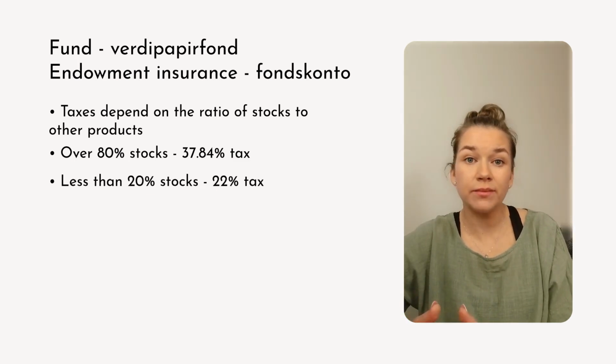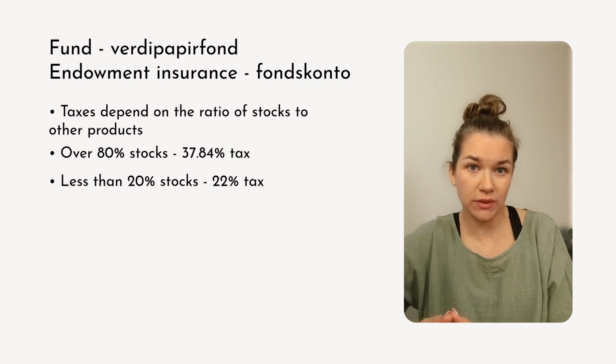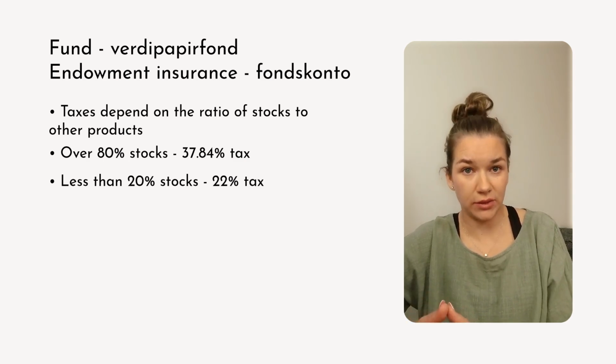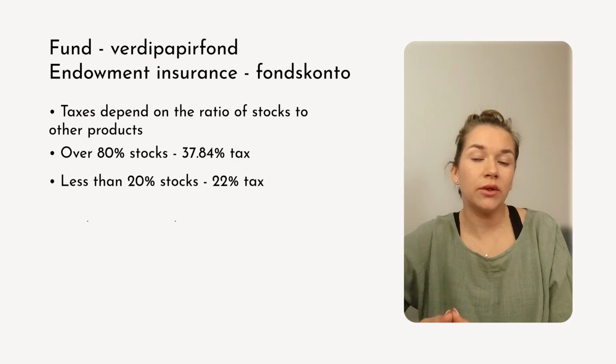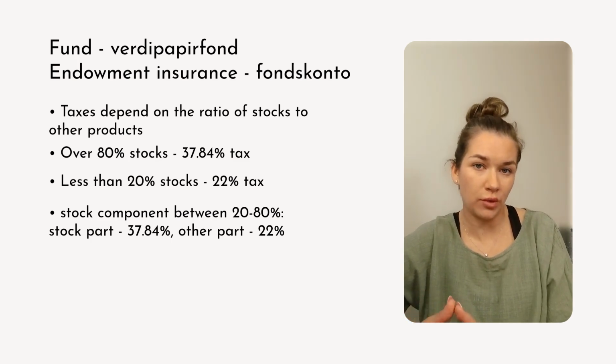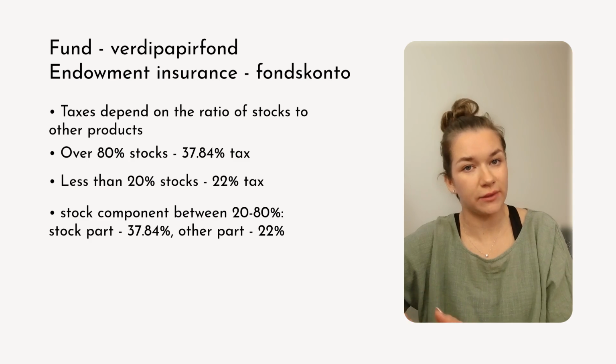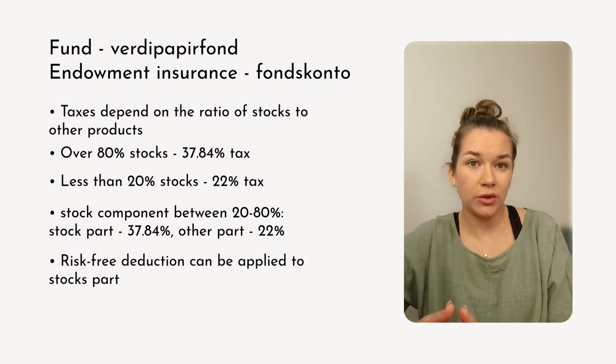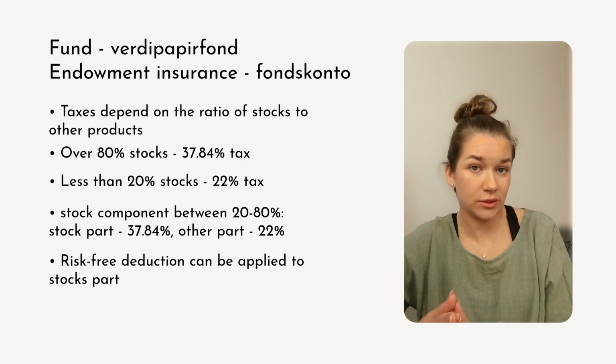If the fund has less than 20% stocks and the rest are other assets, then all will be taxed as interest at 22%. If the situation is something in between 20 and 80, then it will be divided accordingly to how much stocks the fund has. One part will be taxed at 37.84% and the other at 22%. Here again, for the stock part, you will have a risk-free deduction if the fund has over 20% stocks.